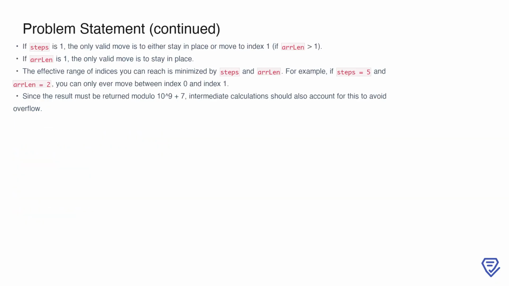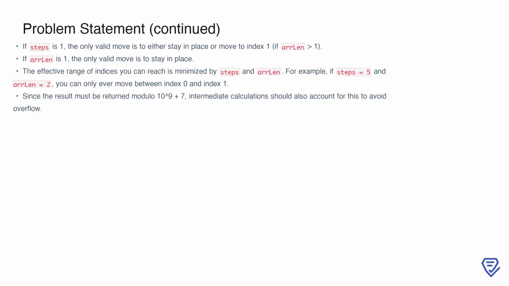There are some additional edge cases that are important to consider. If steps is 1, the only valid moves are either to stay in place or move to index 1, provided that ARR_len is greater than 1. Similarly, if ARR_len is 1, the only option is to stay in place, since moving left or right would go out of bounds. Another key observation is that the range of indices you can reach is limited by the smaller of steps and ARR_len. For example, if steps is 5 and ARR_len is 2, you can only move between index 0 and index 1, as moving further would exceed the array bounds.